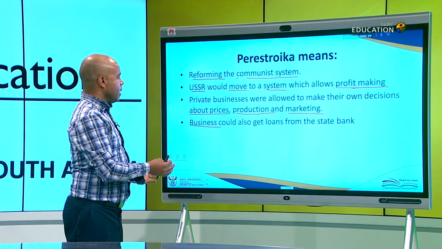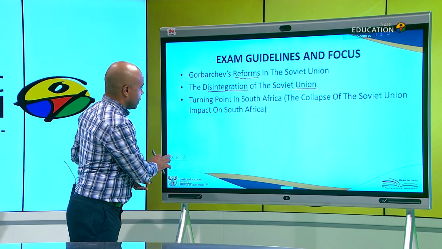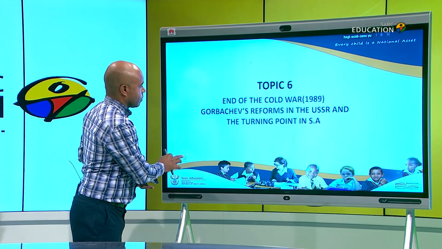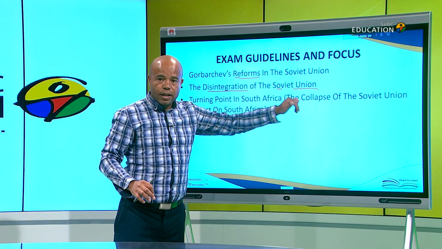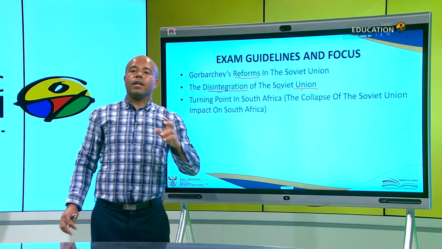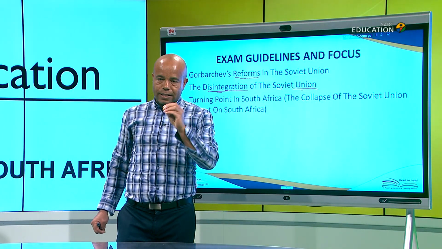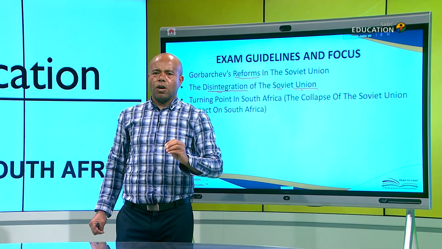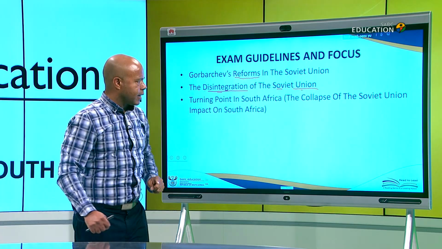And this is why, when we go to the exam guide, it says the disintegration of the Soviet Union. When we speak about the disintegration of the Soviet Union, we need to understand that the Soviet Union had satellite states, and those satellite states were used as a buffer in front of the USSR.